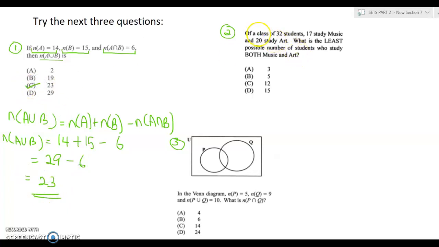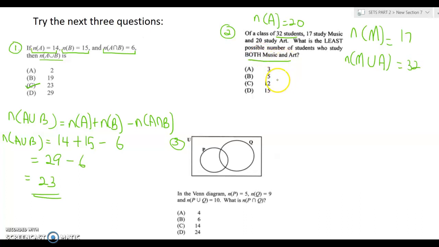Let's look at number 2. In a class of 32 students, 17 study music. So the number that study music is 17. The number that study art is 20. And now that 32 really represents what? The number in M union, music union art, right? So you want to find how many study both.